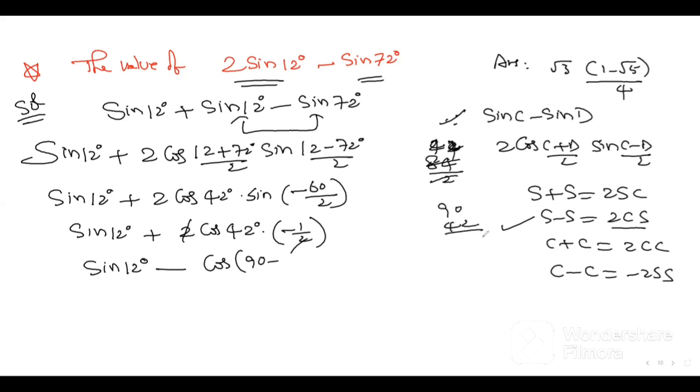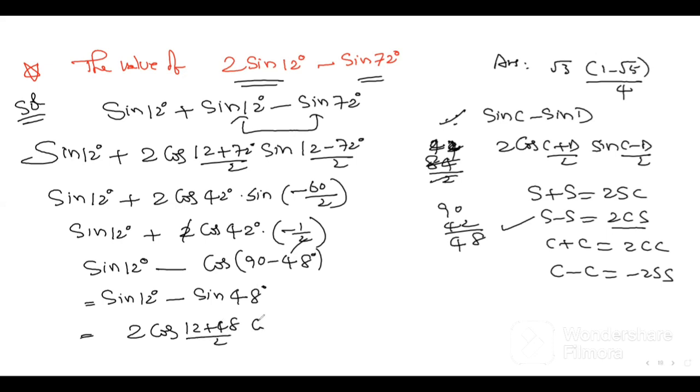Place it as 90 minus 42, which is 48. So sin 12 degrees, and cos(90 minus theta) will become sin theta, so sin 48. Okay, now we should apply the sin C minus sin D formula: 2 cos((C plus D)/2), (12 plus 48)/2, sin((12 minus 48)/2).